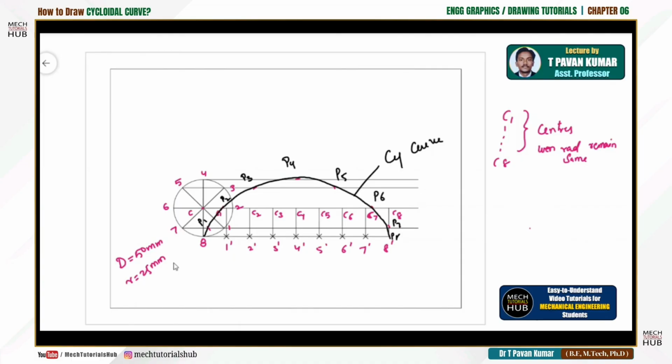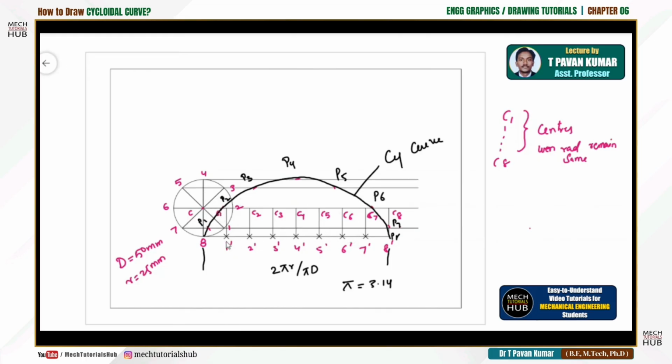Now the distance from here to this point is going to be 2 pi r, or else pi d. Accordingly you can calculate. Pi is equal to 3.141 or so. Calculate, drag this particular line, and divide it into the number of segments you prepare for the circle. Accordingly you are going to get the curve.